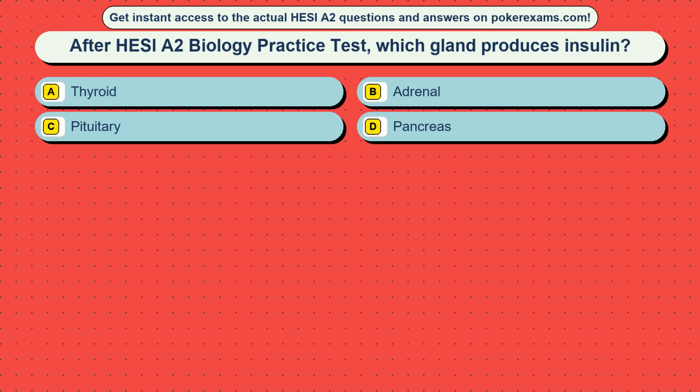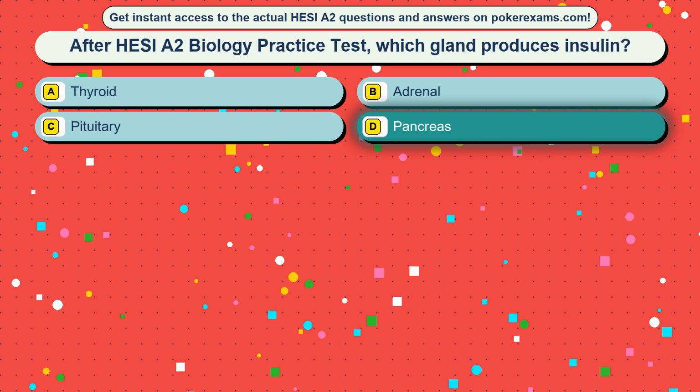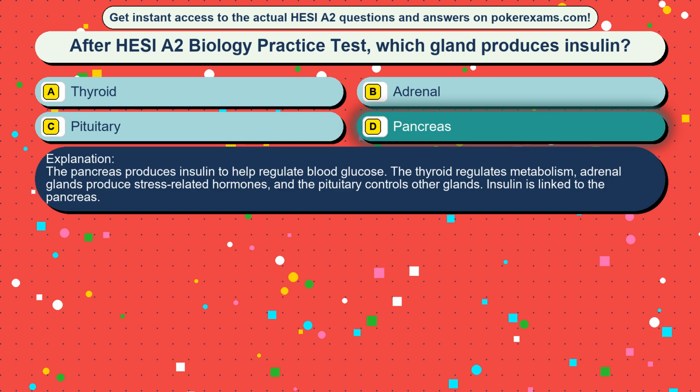Option B, adrenal. Option C, pituitary. Option D, pancreas. The correct answer is option D, pancreas. The pancreas produces insulin to help regulate blood glucose. The thyroid regulates metabolism, adrenal glands produce stress-related hormones, and the pituitary controls other glands. Insulin is linked to the pancreas.